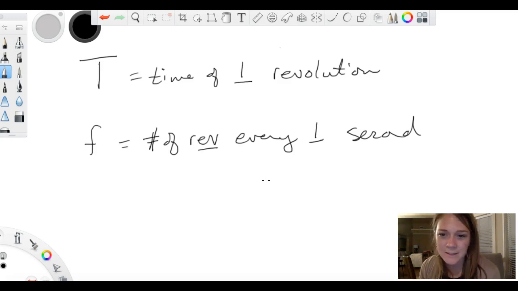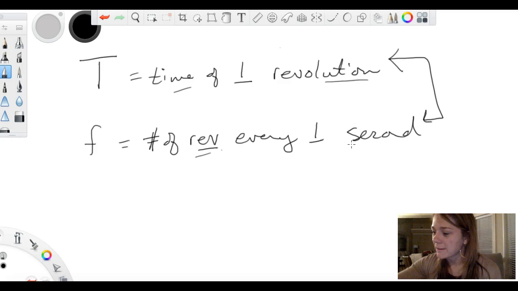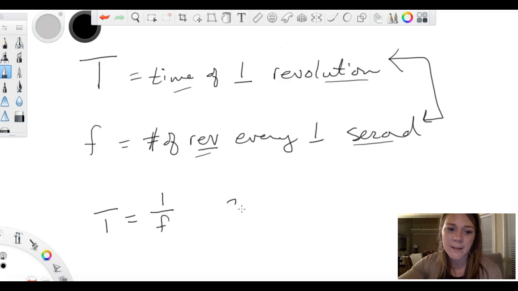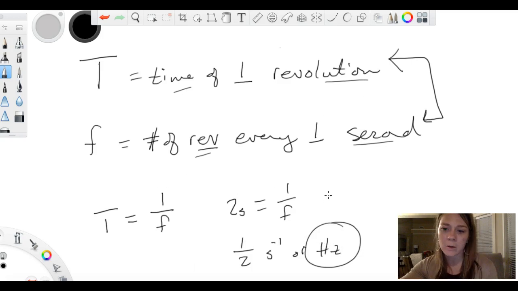Okay, so back to frequency versus period. See how these are kind of the opposite of each other? In this one, it's time per revolution. In this one, it's revolutions per time. So we can also say the relationship between period and frequency is the inverse, right? So if period is 2 seconds, then the frequency is 1 over 2 seconds, or 0.5 seconds to the negative 1, which is also called hertz. Okay, seconds to the negative 1 has its own unit, and it is called hertz.